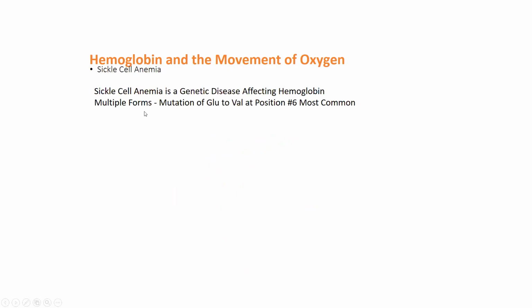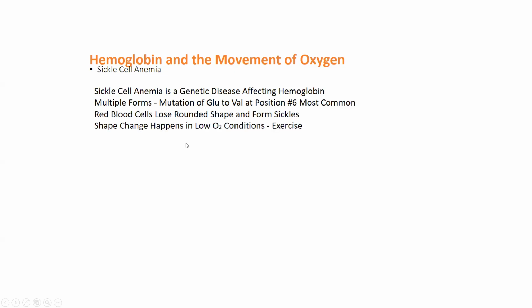Okay, in sickle cell anemia. Sickle cell anemia is a genetic disease, and it's a single nucleotide polymorphism that leads to a mutation. The mutation is we needed the amino acid glutamic acid, GLU, but due to a mutation, we end up with valine. And that is causing the red blood cells to lose the rounded shape and form sickles.